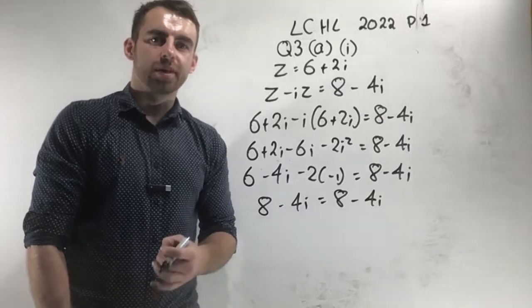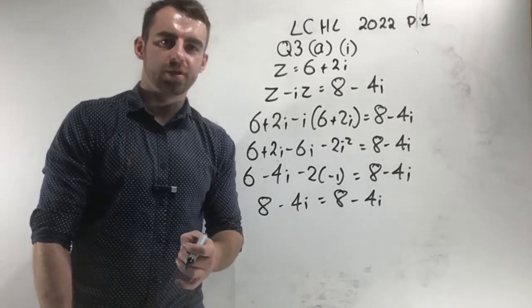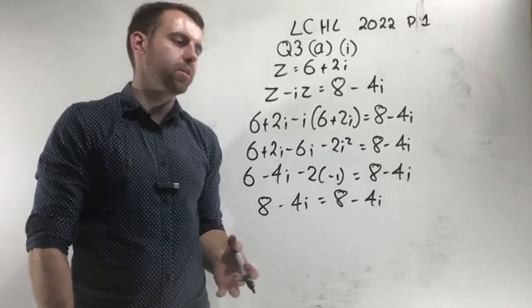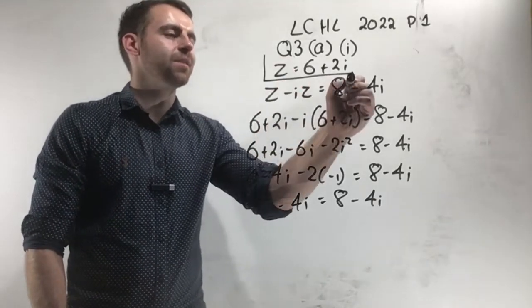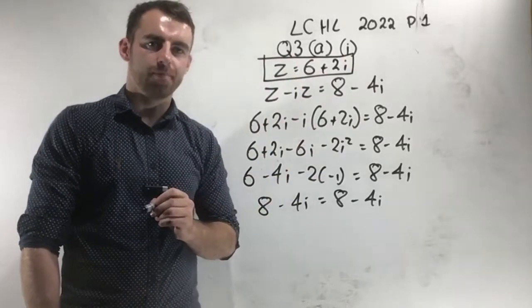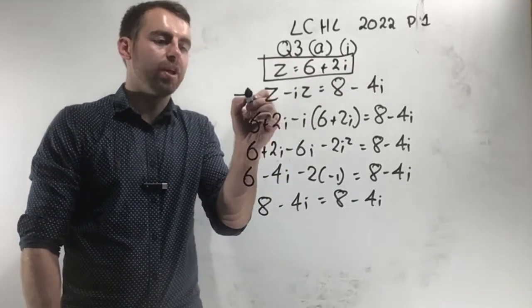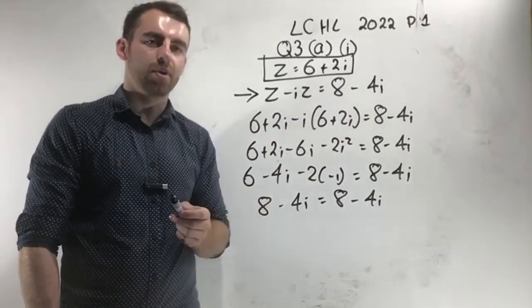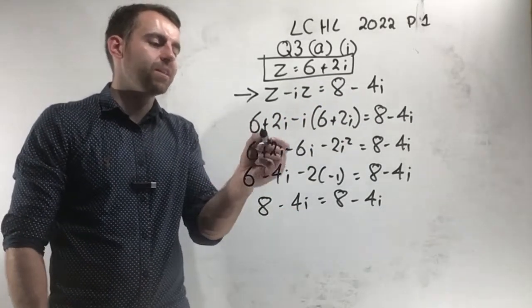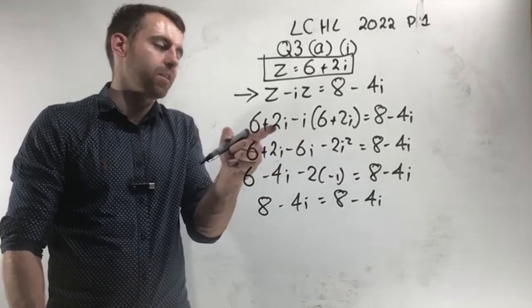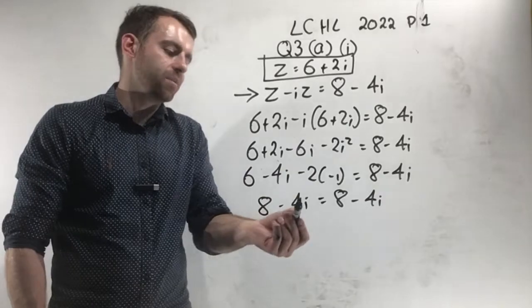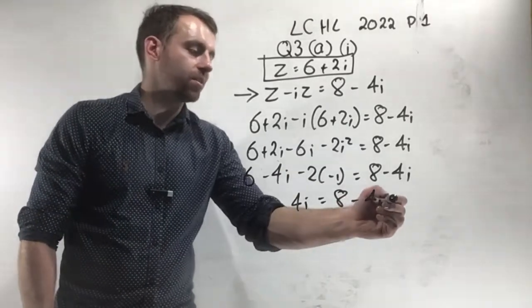In this video we're looking at 2022 paper 1 question 3 and it's all about complex numbers. The first part of the question is relatively straightforward. We're told that z is the complex number 6 plus 2i and we're asked to prove that z minus iz equals 8 minus 4i. So you simply sub in 6 plus 2i instead of z in each case. You multiply it out and you end up with 8 minus 4i on the left. So that's all we need to do for that one.